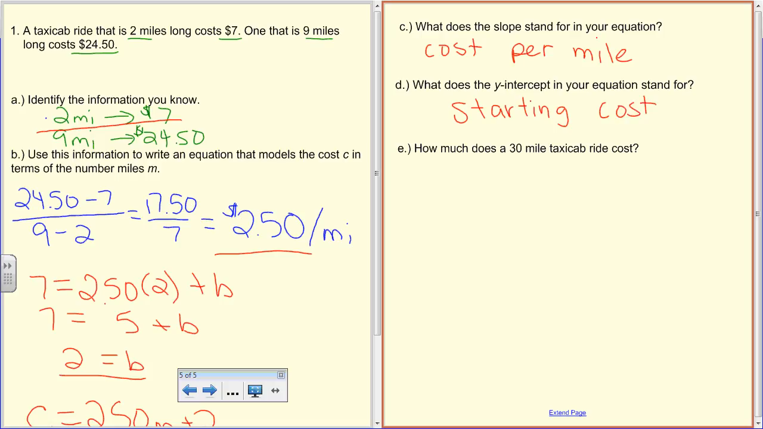And how would we figure out how much a 30-mile taxi cab ride costs? Well, what do I have to multiply the miles by? What's my cost per mile? 2.5. And what was my starting cost? Plus 2. Aren't I just plugging 30 in for m, ladies and gentlemen, in our original equation that we wrote? Yeah, 2.50 times 30 is going to be, what, 75? Make sure you label it as $77.